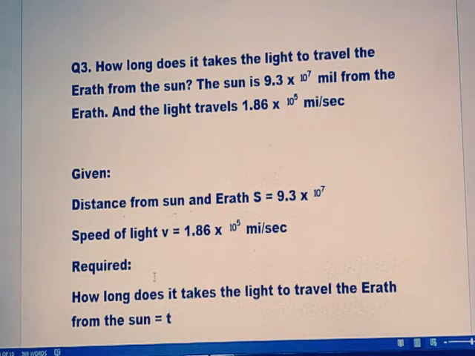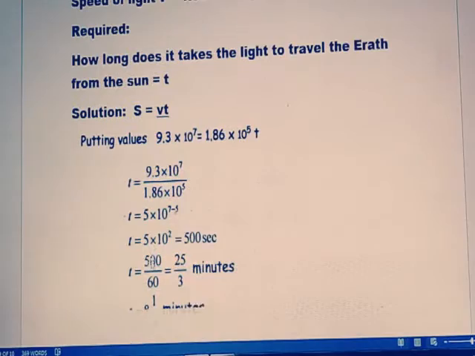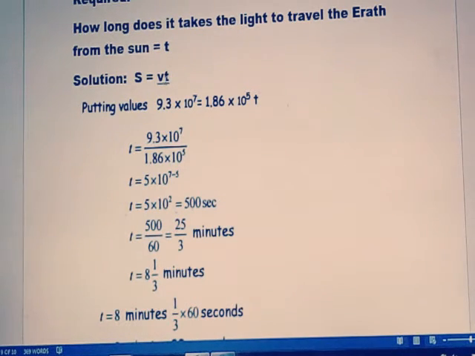And the required is how long it takes the light to travel to the earth from the sun. So we need the time, how much time it will take. So from the equation solution, we know that we have an equation: distance is equal to speed multiplied by time. Distance is represented by s, speed by v, and time by t. So the time is required in this equation.